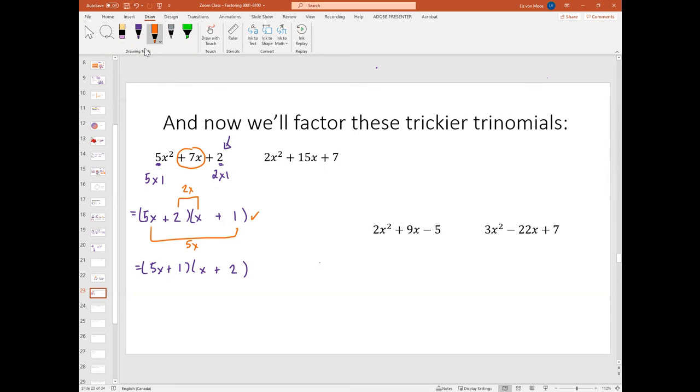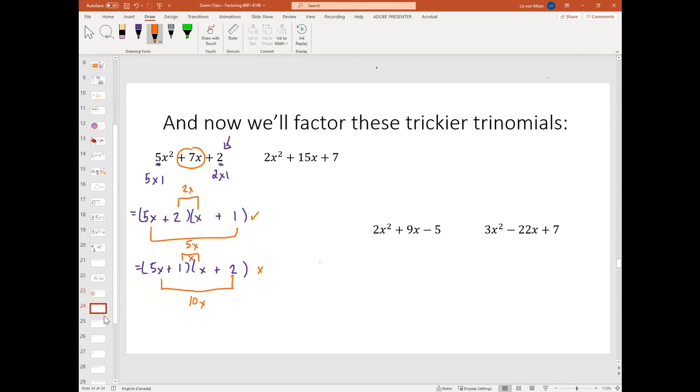The other one is wrong. So you don't have to write both of those down, of course. How do I know this is wrong? Well, I already found the right answer, but also 5x times 2 is 10x, and 1 times x is just x, and x plus 10x is not 7x. So there's no chance here. So that's what I'm doing in each scenario.